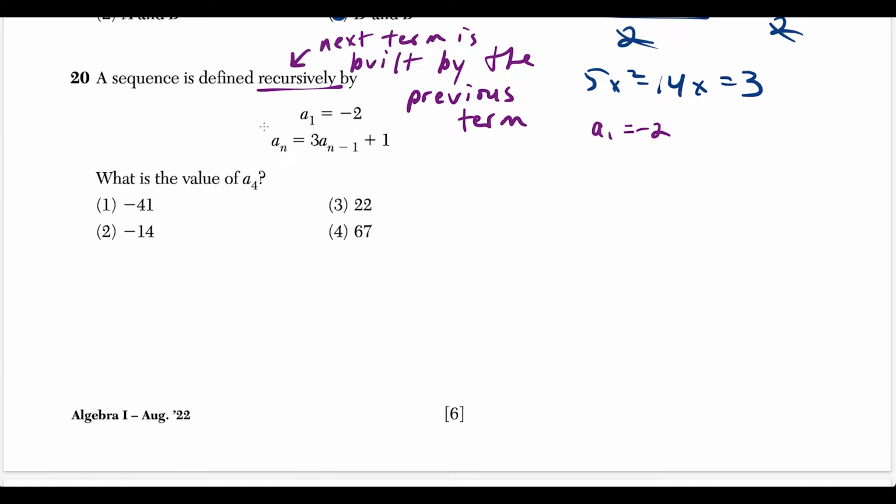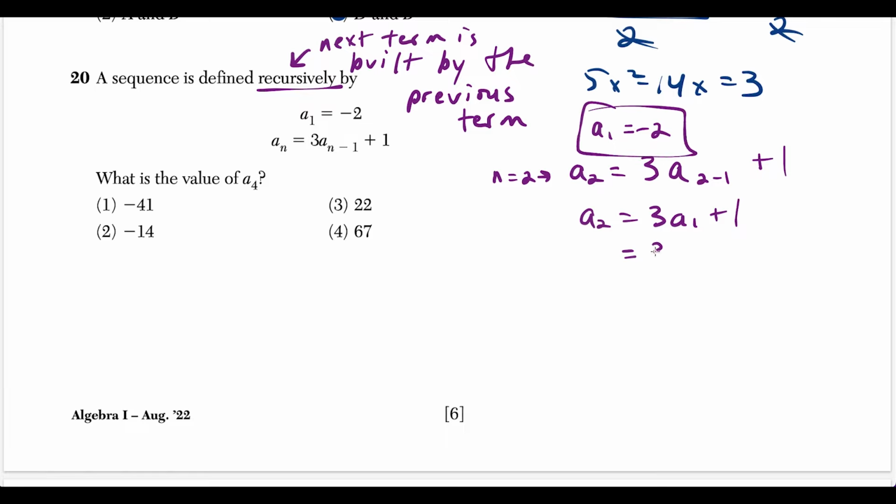So when we want to find a sub 2, using this formula, I'm going to plug in n equals 2, and that's going to give us a sub 2 equals 3 times a sub n minus 1. So n is equal to 2, so we have 2 minus 1, and then plus 1. And now this is going to give us 3 times a sub 1 plus 1. This is where, the first few times, I'm going to write it out very thoroughly here, but just know the big idea is the next term is built by the one before. So notice we have 3 times a sub 1, but we were told that a sub 1 was equal to negative 2. So we're going to have 3 times negative 2 plus 1, and that's going to give you negative 6 plus 1, which is negative 5. So that's a sub 2.